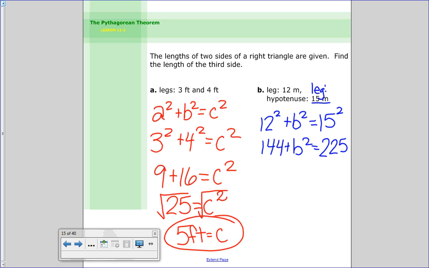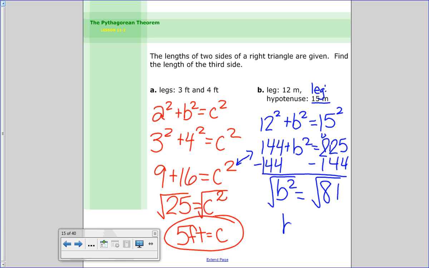Now what's different from this side to this side is before they had C squared all on its own side. Well, we need to do the same to this B squared. We have to get it by itself. So in order to do that, we need to get rid of that 144 by subtracting it. And I'm left with B squared is equal to 81. So now B's by itself, so I can square root it. So B is the same as 9 meters. So you have to be careful. Sometimes they'll give you the hypotenuse, and you need to actually get the variable by itself first before solving.